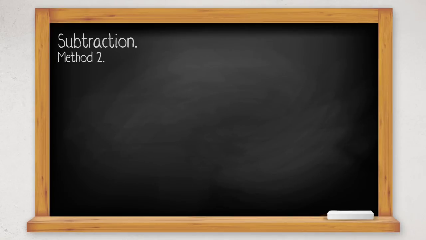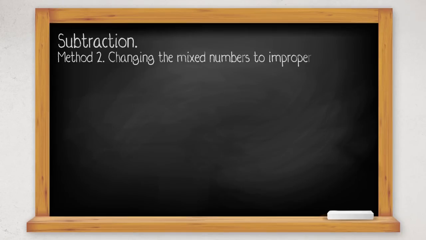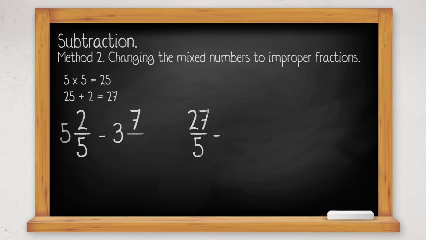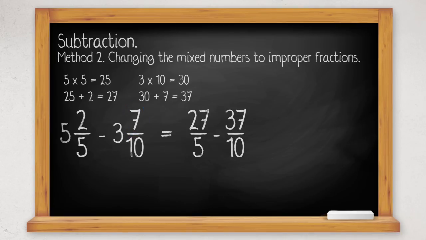Now method 2, changing the mixed numbers to improper fractions. To change 5 2/5 into a top-heavy fraction, we say 5 times 5 is 25, plus the 2 makes 27, giving 27/5. To change 3 7/10 into a top-heavy fraction, we say 3 times 10 is 30, plus the 7 is 37, giving 37/10.